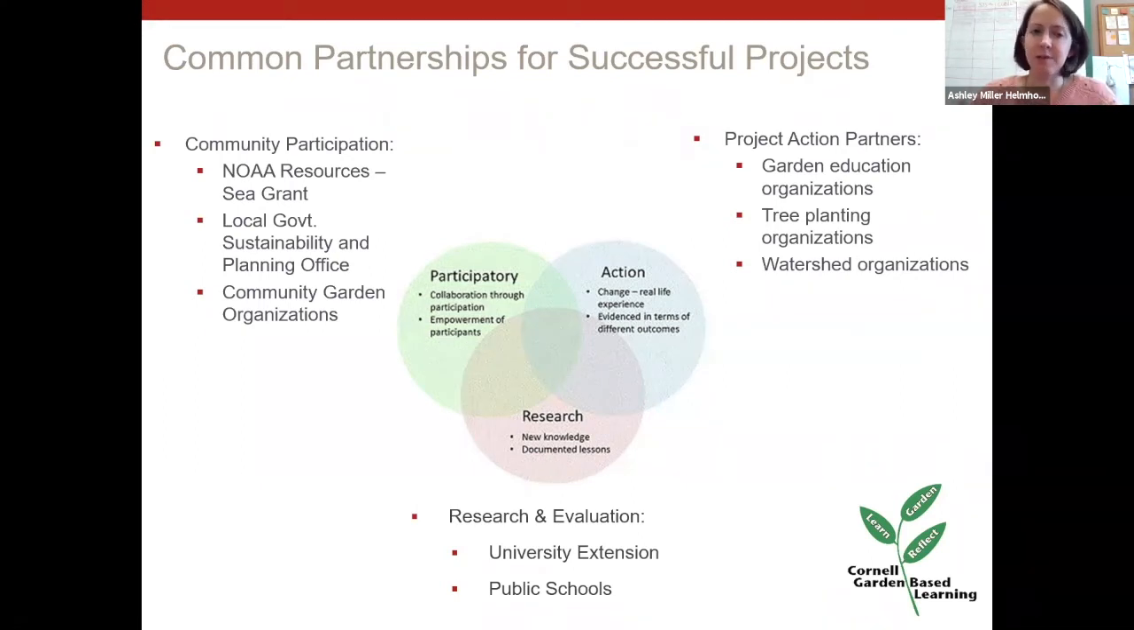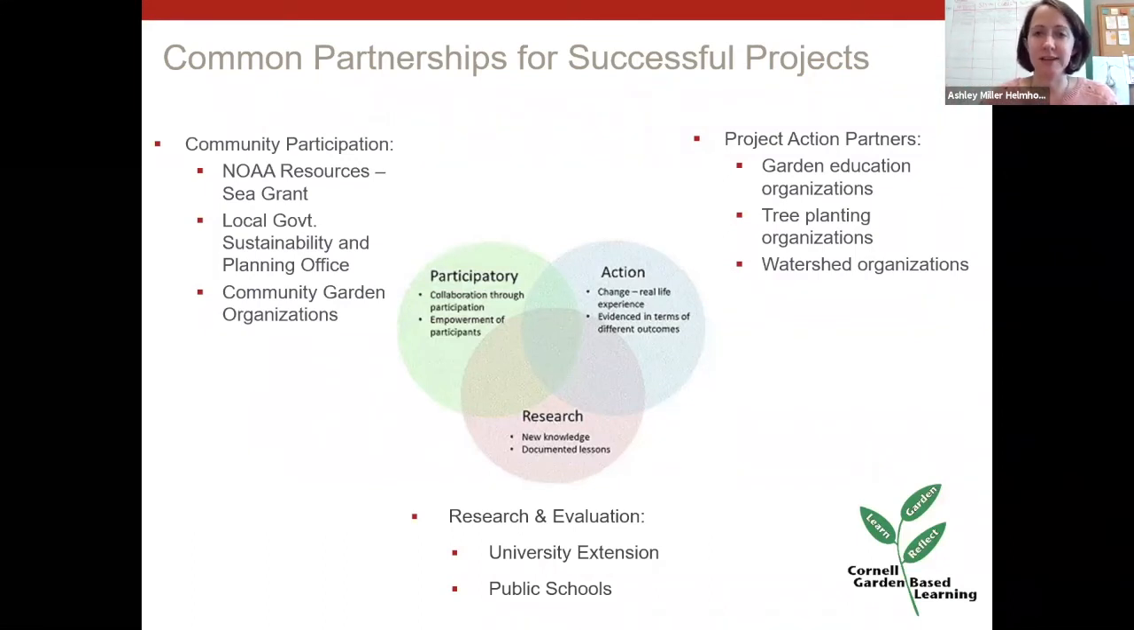Local government sustainability and planning offices are often really partnership focused and very community-based focused in their responses. Community gardening organizations, obviously. I've had a lot of success working with them in the past in projects because they have a real ability to unite people from across a whole region in this kind of work. But then when you actually get to the action part, not only are you working with neighborhood associations, governments, and agencies that work in this area, you might need some additional hands-on action project partners.